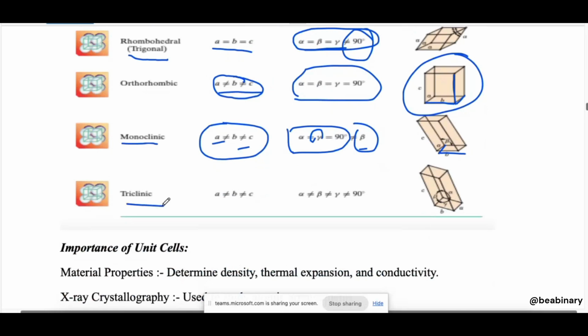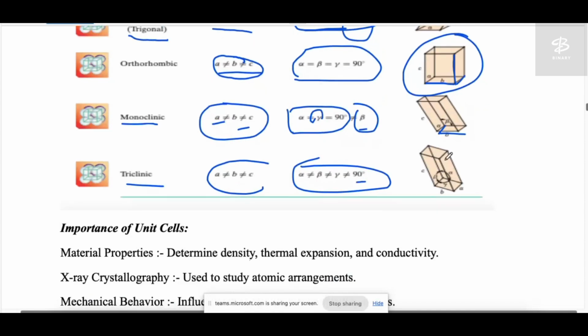Now come to the triclinic. In this, none of them are equal. So A not equal to B, not equal to C, and the angles between them are not equal to 90 degrees. Any angle between the edges could happen, but 90 degrees would not happen here.